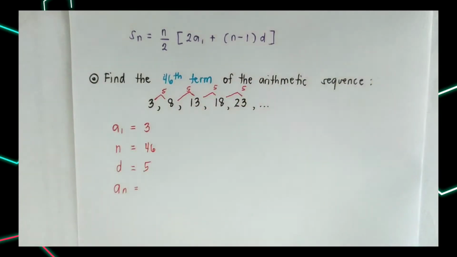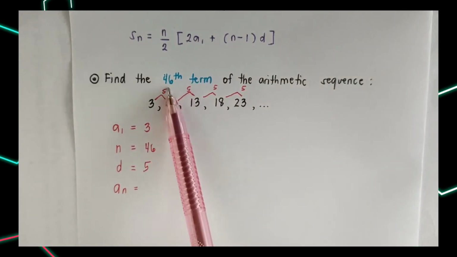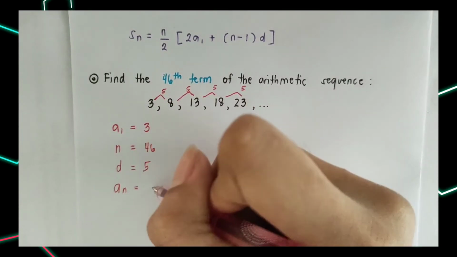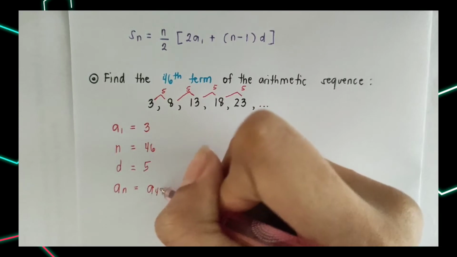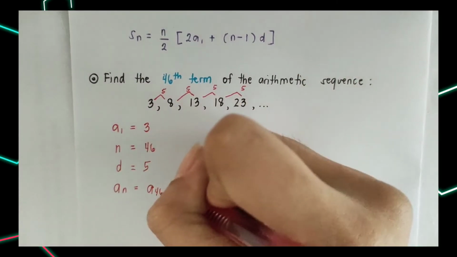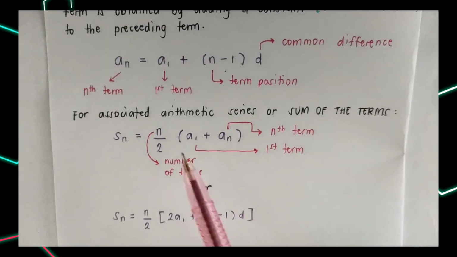Next, a sub n. Our a sub n here is the last term. So our last term is the 46th because we are looking for the 46th term. Meaning to say, our a sub n here is a46. But what should be the value of the 46th term? That is our problem today. So in order for us to solve for the value of a46, we will use now this formula.